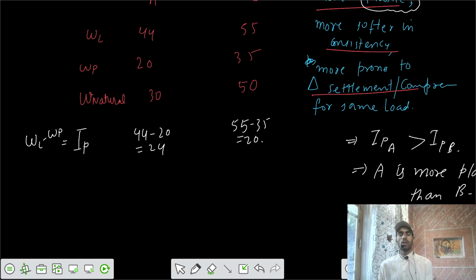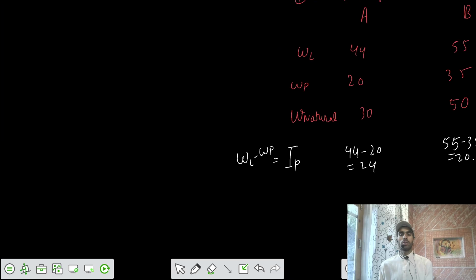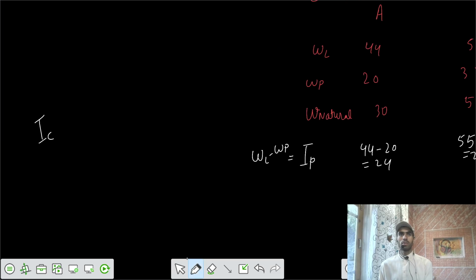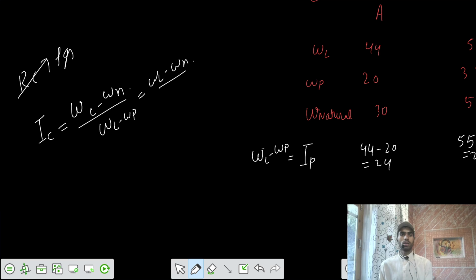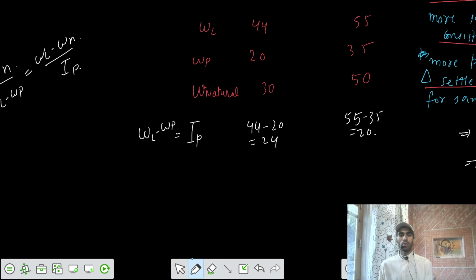For consistency, which index are we going to use? Do you know the concept of consistency index for fine grained soils? That talks about the consistency. What was the formula for that? Liquid limit minus natural water content, divided by the IP value, WL minus WP. So let's calculate the value of IC. IC equals liquid limit minus natural water content divided by IP.